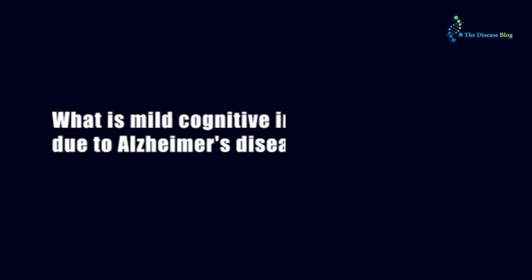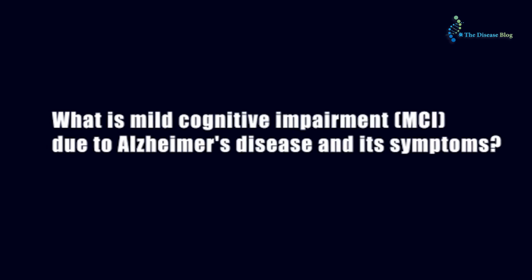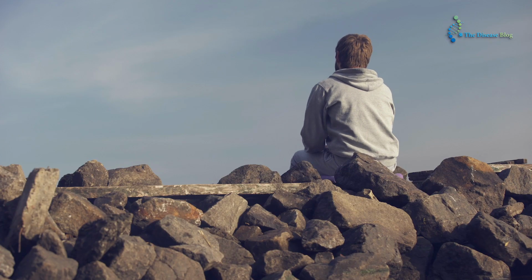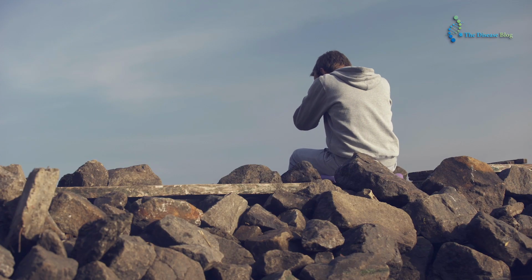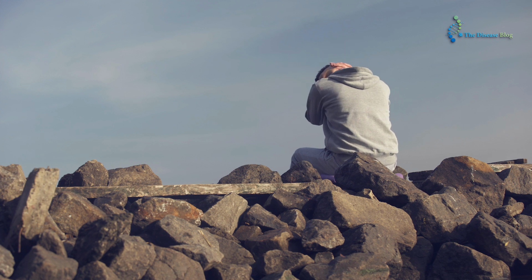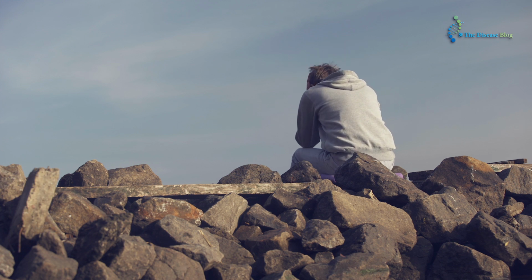What is mild cognitive impairment due to Alzheimer's disease and its symptoms? This stage consists of more apparent symptoms. Patients with AD fail to recall recently learned things, places, names, and events. Patients also face difficulty in appropriately expressing their emotions.